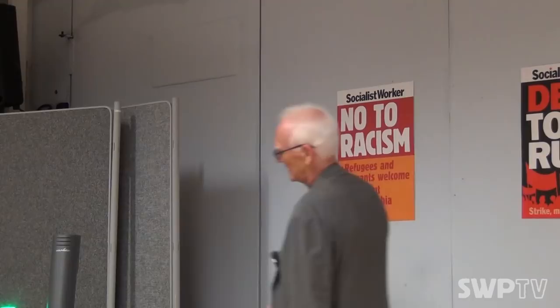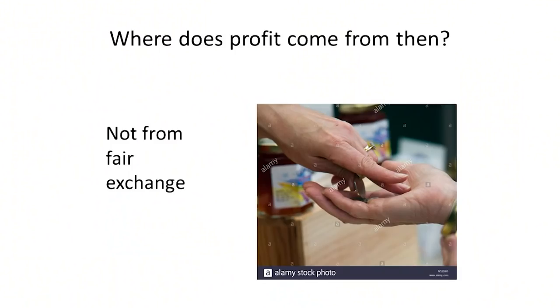I want to jump back and say, when we look in the papers every day, we see all these companies making lots of profit. So the question really is, where does this profit come from? Because the law of value says that human labour creates value, but it doesn't, at that level, explain to us where profit comes from. Where does the extra value that capitalist companies make out of production come from?